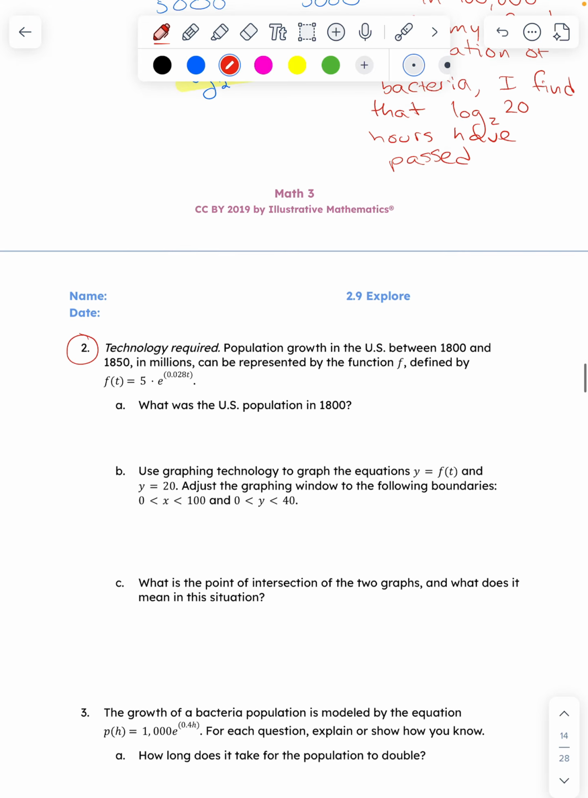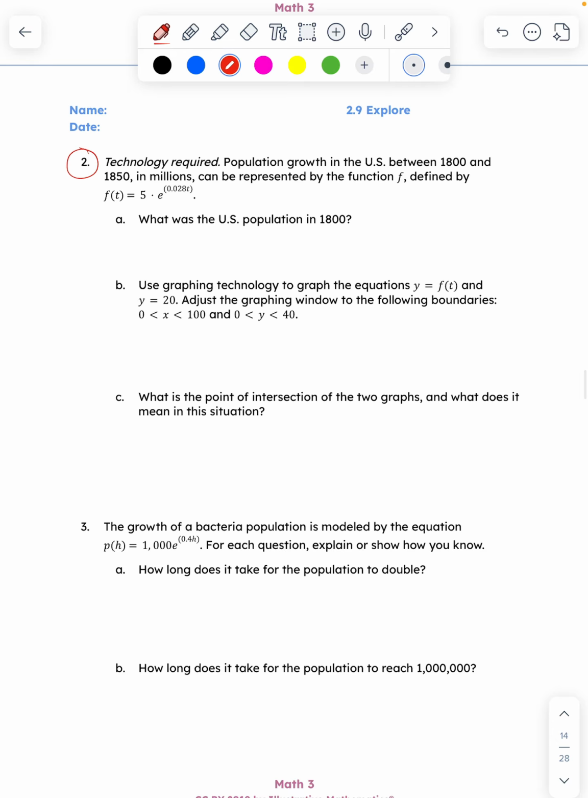Okay, let's take a look at 2. So 2 is one of our most requested review problems. Hopefully by the time you're watching this video, we've done this problem together, but this way you'll have a record for how it works that you can watch multiple times if you so desire. We are given a function for the population growth in the United States between 1800 and 1850, so that's when they tracked it, but we'll be able to use this function to extrapolate on either side if we want to.